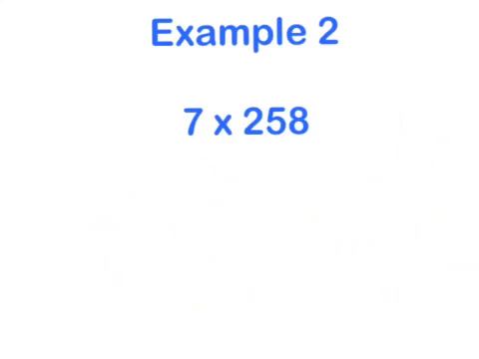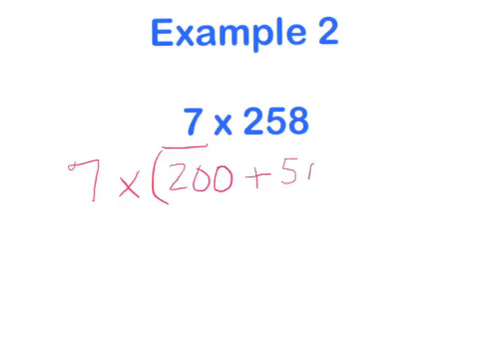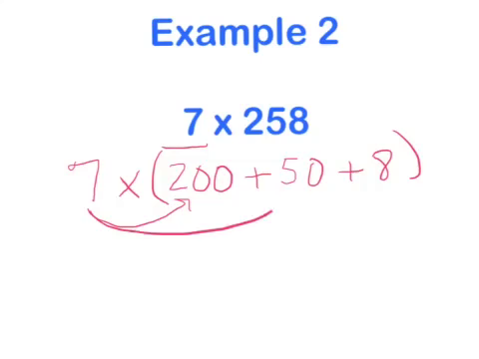Let's try using the distributive property with a 3-digit factor. So our common factor will be that single digit at the front, the 7. So we will write this as 7 times 258, and in expanded notation that is 200 plus 50 plus 8. Then we need to draw the arrows showing we are going to distribute that 7 to all 3 addends.